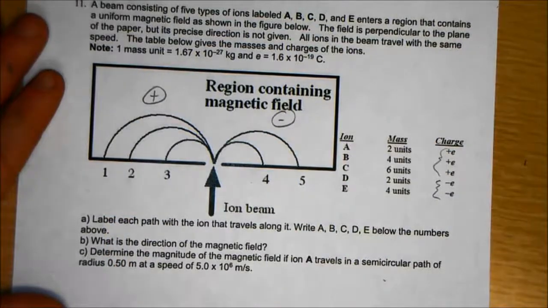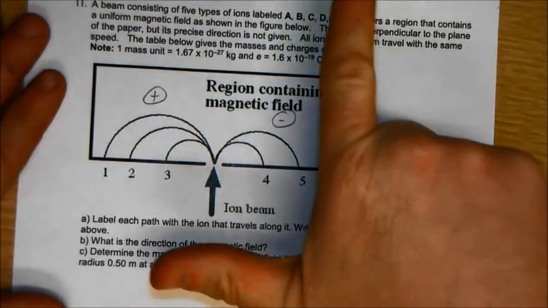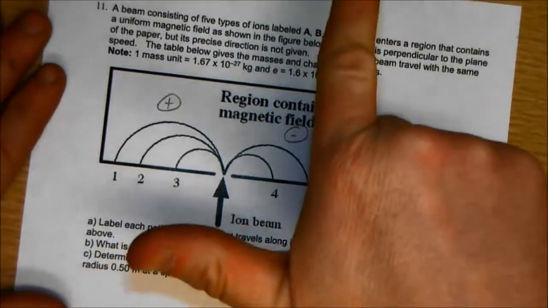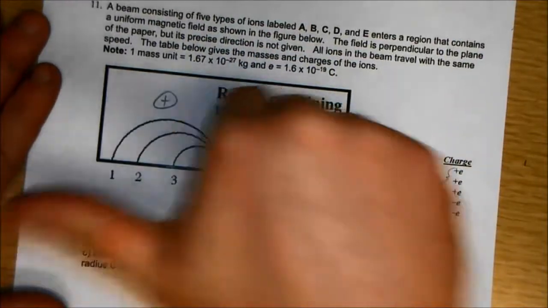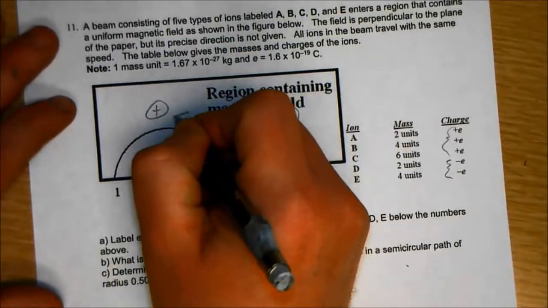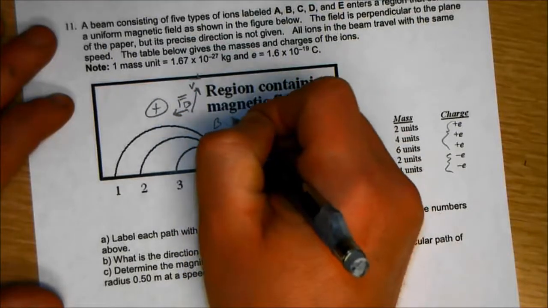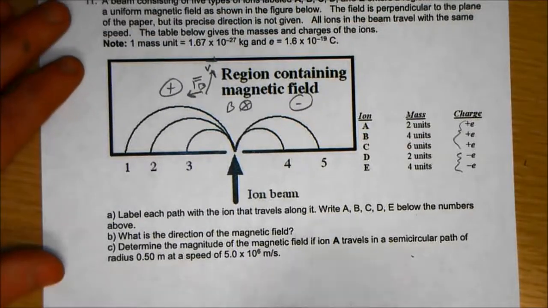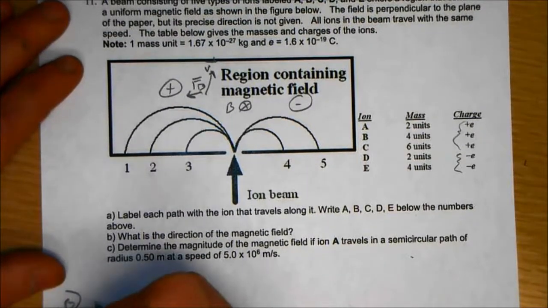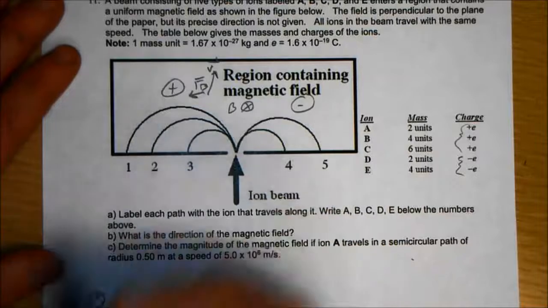So if the force pushes the positive charge to the left and the velocity is upwards in the page, then the field must be into the paper. So velocity, curl in the direction of the field, thumb points in the direction of the force. Velocity is this direction, field is into the page. So that's actually part B. I answered that first. Into page. We know these are the positive ions.